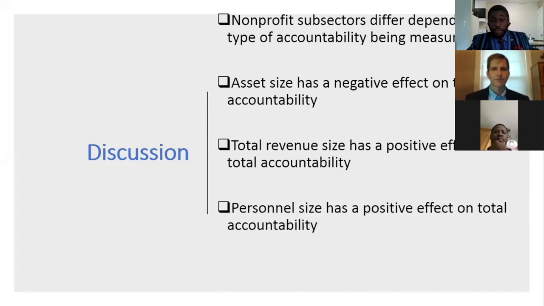And the fourth hypothesis was also confirmed. Personnel size has a positive effect on total accountability. So nonprofit organizations with a larger number of employees are more prone to engage in online accountability. You know, when you are in an organization with a large number of employees, you have the possibility to have different departments.